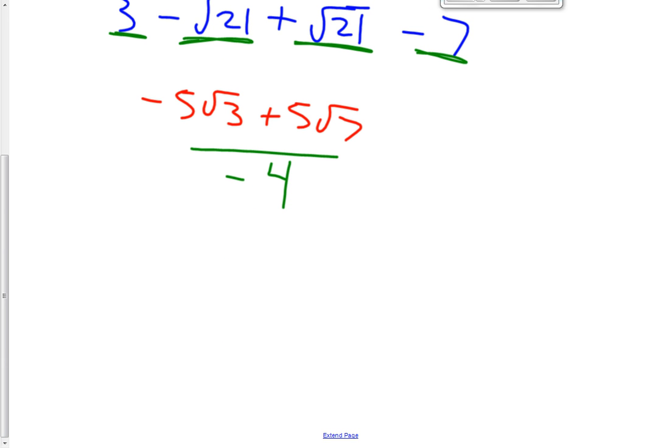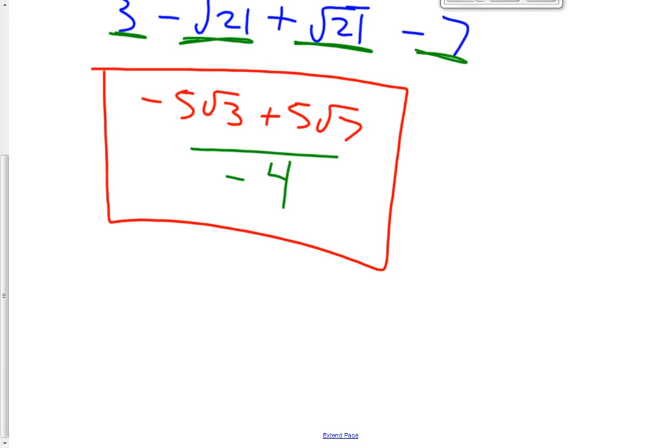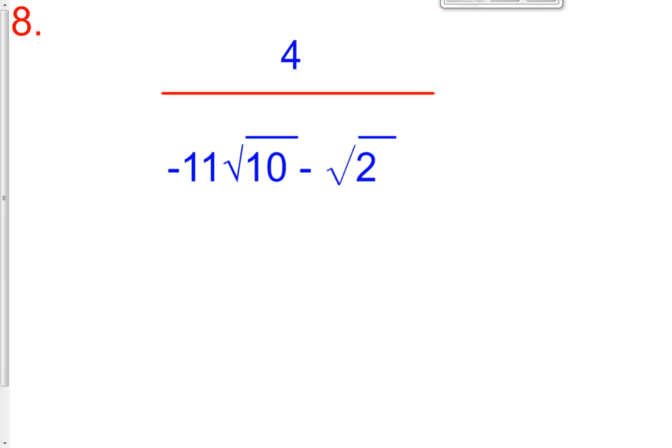Make sure you always look here to see if you've simplified it fully. You can't take the square root of 3 in any way, or the square root of 7, you can't reduce that. And there's no top to bottom dividing that you can do. So our answer is this, a negative 5 square root of 3 plus 5 square root of 7 divided by a negative 4.